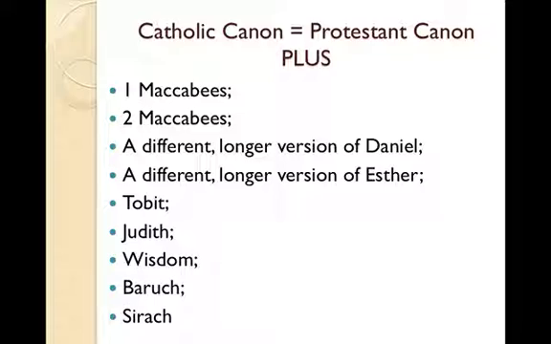Now let's move on to the Catholic canon. So the Catholic canon is the same as the Protestant canon, but it contains some additional material. And those additional books would be 1st and 2nd Maccabees, a different, longer version of Daniel, a different, longer version of Esther, so containing the same information as the Daniel and Esther that we have in our Bibles, but some additional material in each of those books. A book called Tobit, Judith, Wisdom, Baruch, and Sirach. So Catholic Bibles are actually longer than Protestant Bibles.